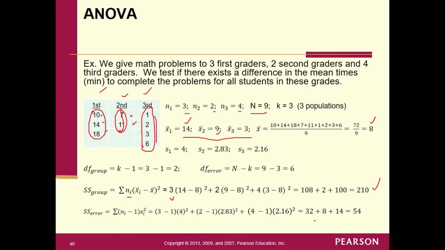If you did this on your calculator, you're probably not going to get exactly 32, 8, and 14. However, for these numbers I broke it down to just 2 decimal places. But if you took it to all the significant decimal places, that's what would turn out here, 32, 8, and 14. So SS error turned out to be 54. Don't expect these numbers to come out to a nice whole number every time, right?